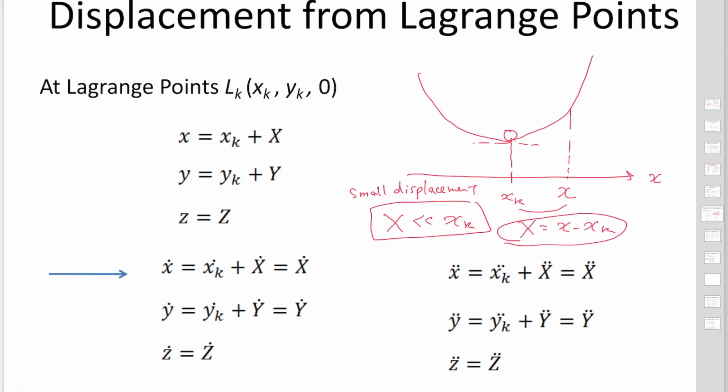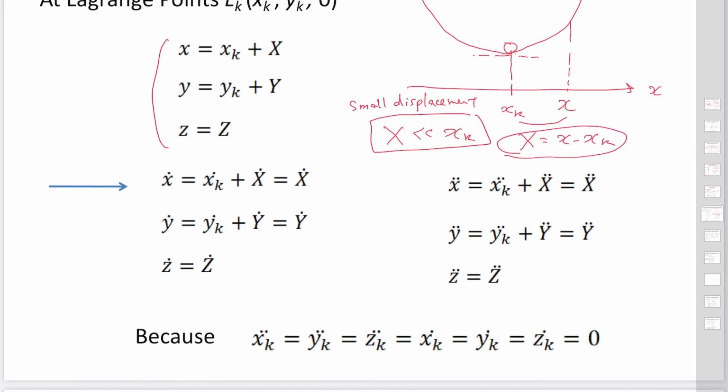So x, y, z is expressed as the difference from the Lagrange point. At the Lagrange point, g sub k is always 0. In the case of lower case z, it is exactly the same as capital Z. So if we consider the derivative of x, y, z with respect to time, in the next line, at the Lagrange point, the derivative becomes 0. So it becomes x dot equals capital X dot. Lower case y dot is equal to capital Y dot.